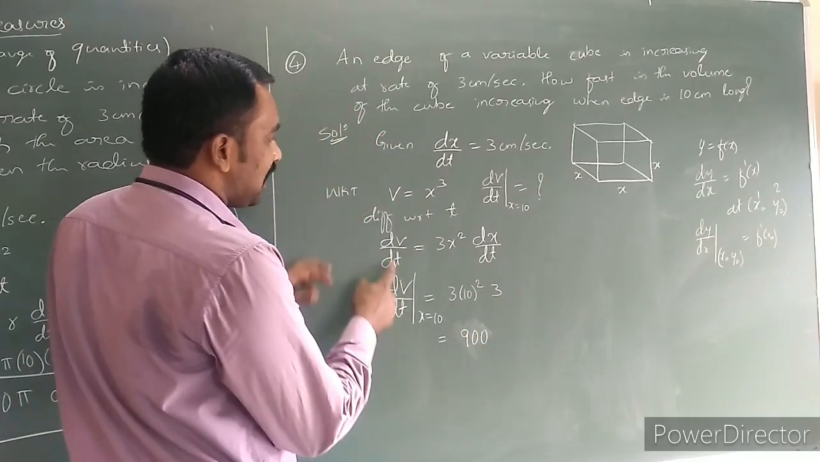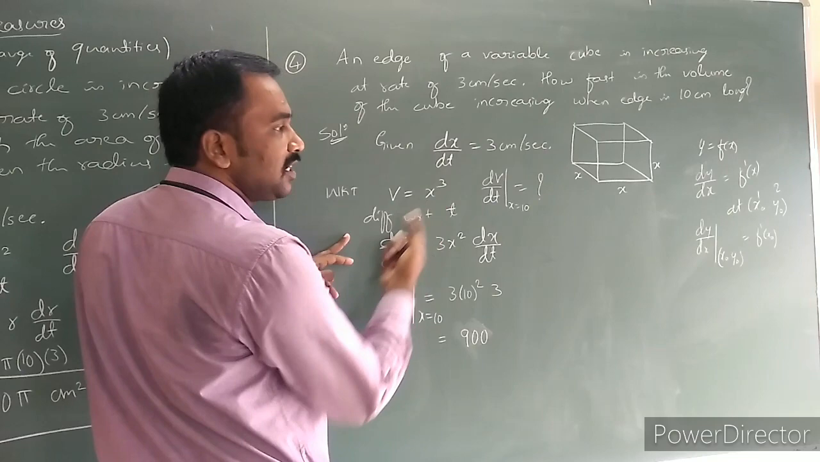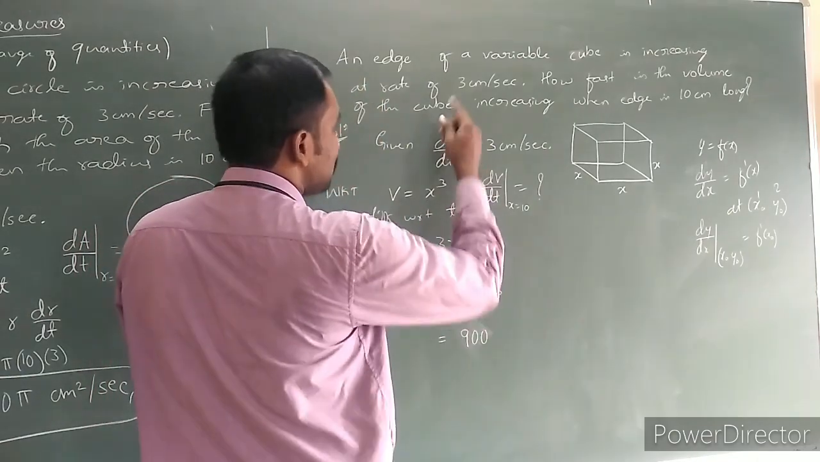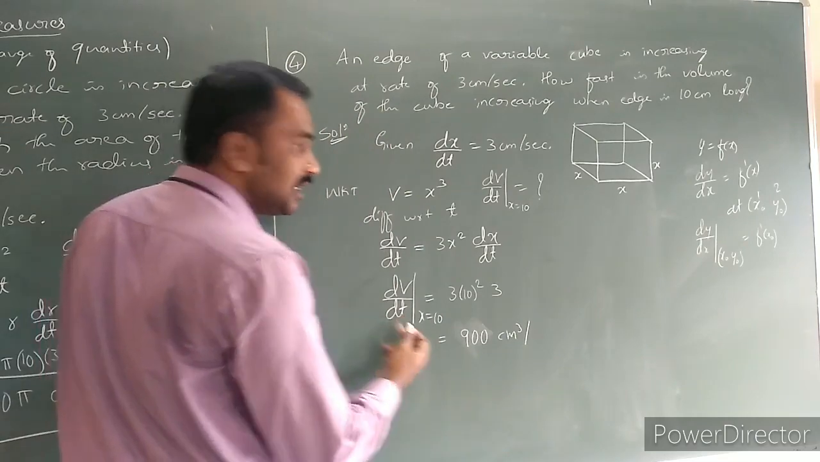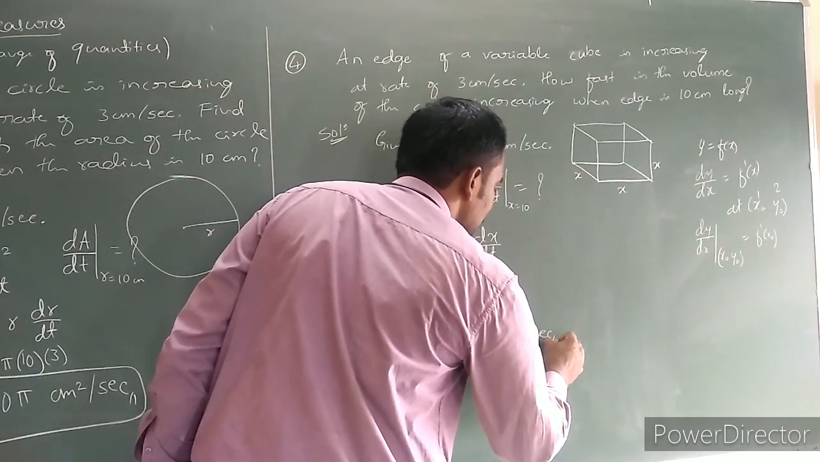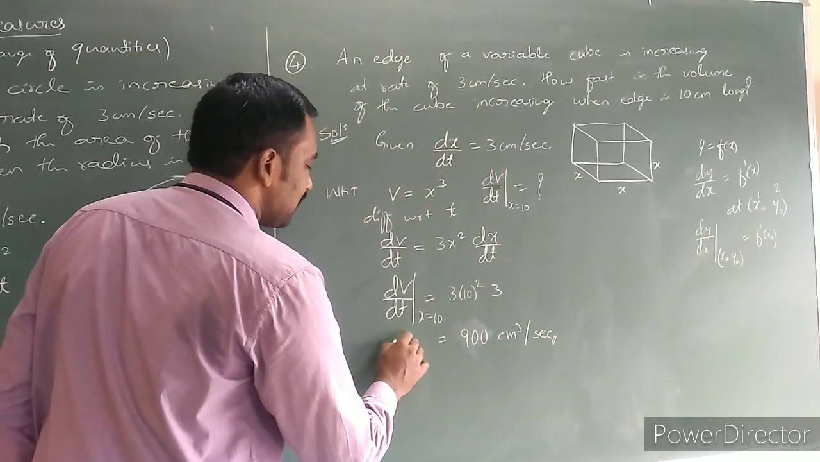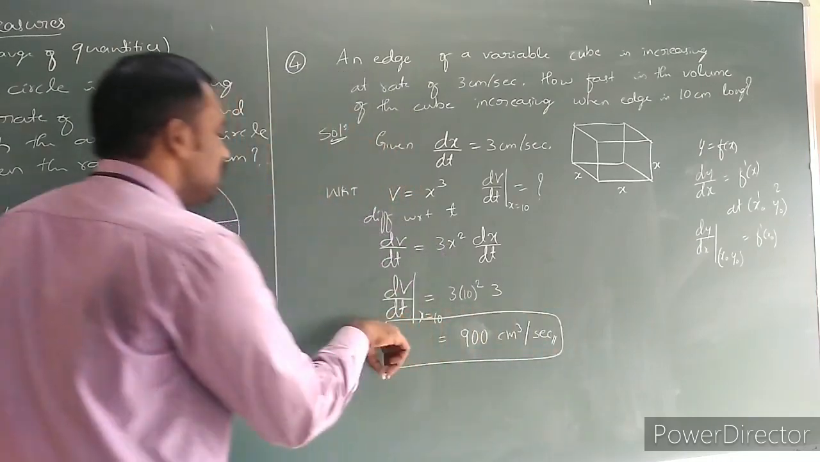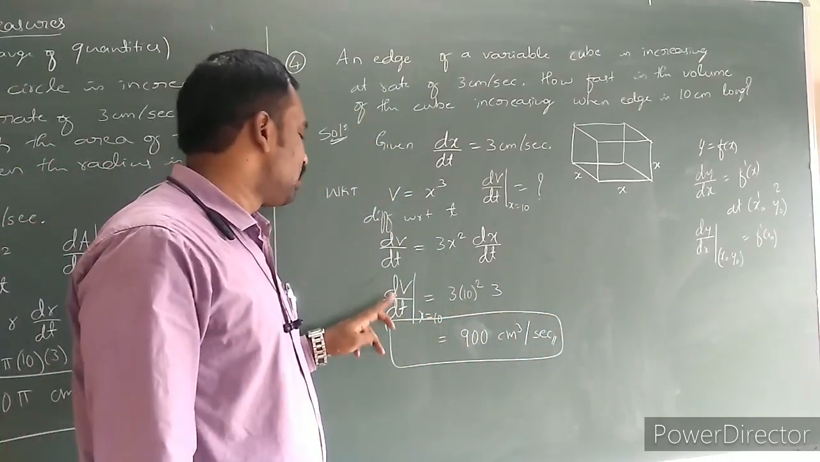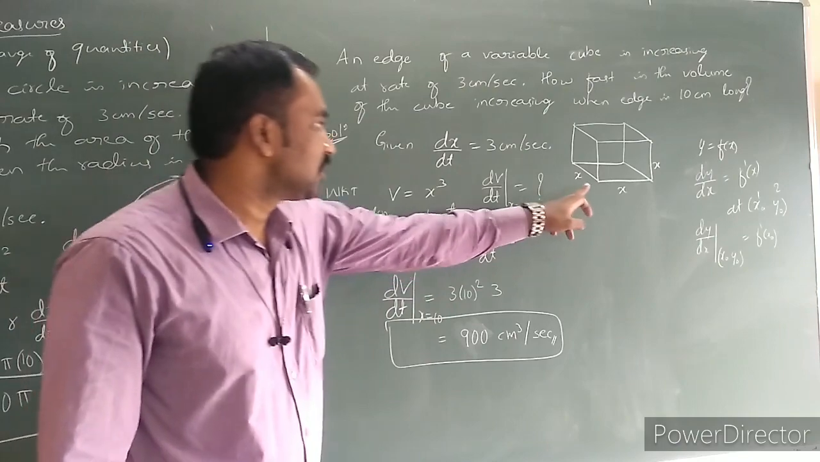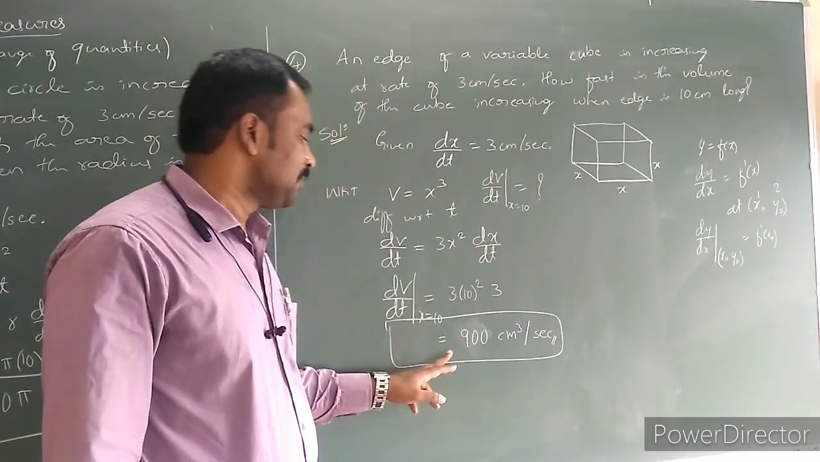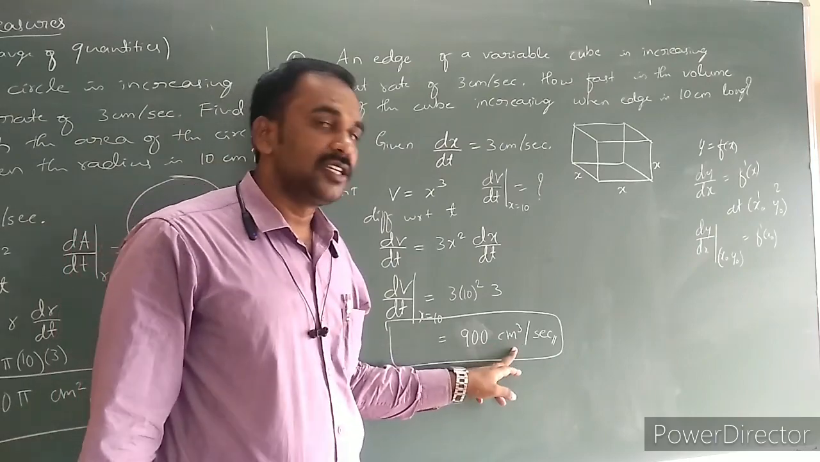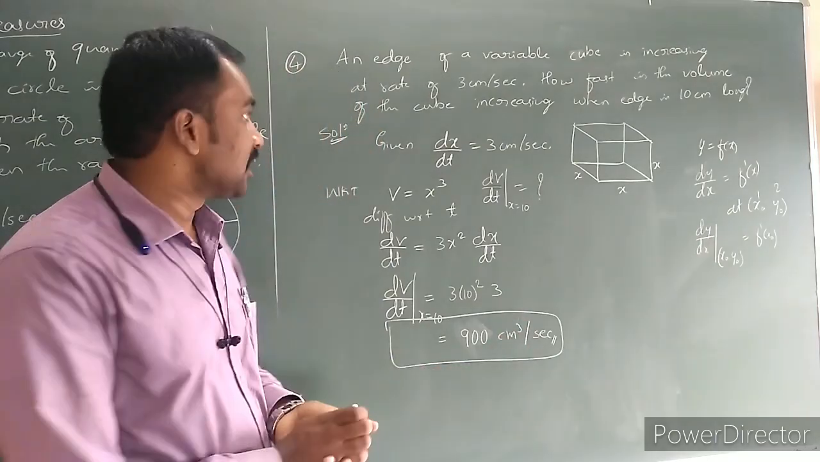And what will be the unit? Volume is x cube, so centimeter cube per time, that means per second. It is sufficient to write. This is the required rate of change of volume of the cube whenever the edge is 10 centimeter. It is 900 centimeter cube per second.